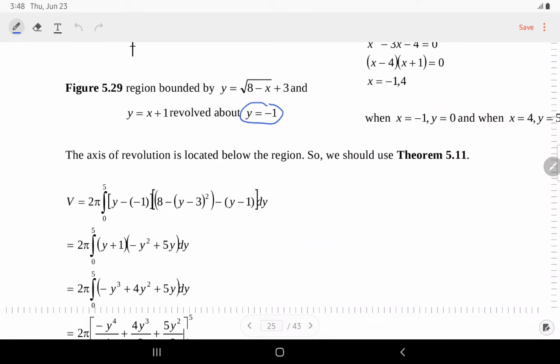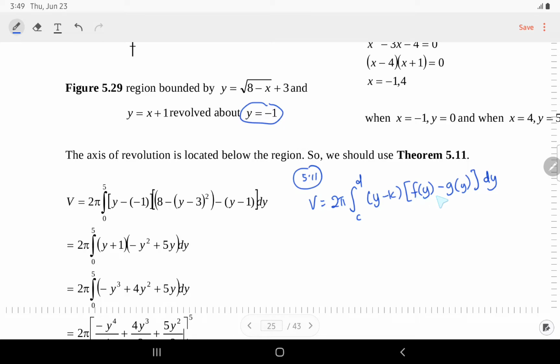The formula of 5.11 is V equals 2 pi integral from c to d of y minus k times f(y) minus g(y), dy. Compare it with the solution given to you. Our k is -1 because it revolves about y equals -1. So this is the value of our k, y minus -1. And then f(y) and g(y).